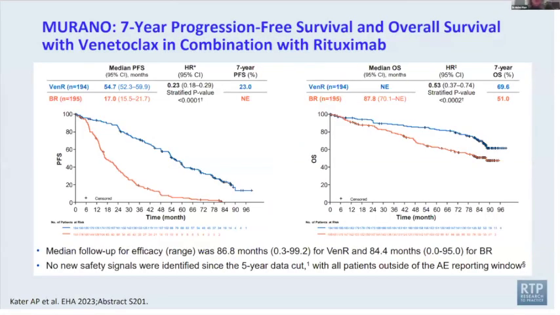The 7-year outcomes were updated at EHA last year by Kater and colleagues. This is a 7-year progression-free survival with a median progression-free survival of 54 months, so about 4.5 years in the venetoclax rituximab arm, clearly doing better than the chemoimmunotherapy arm here.